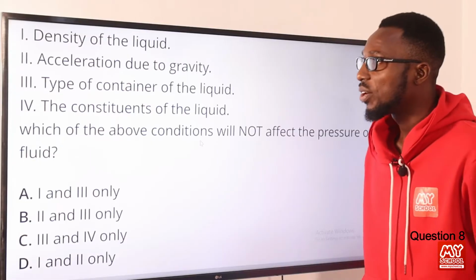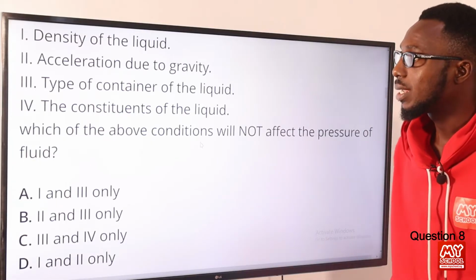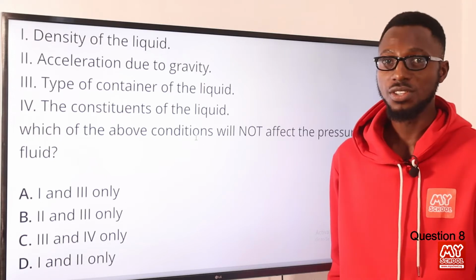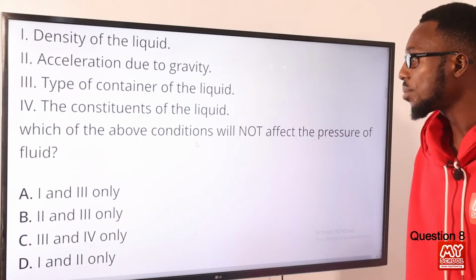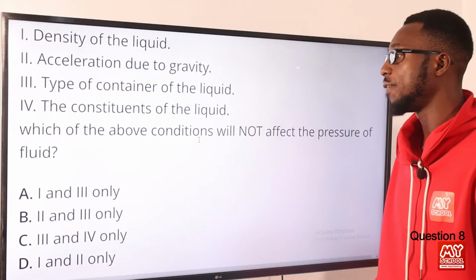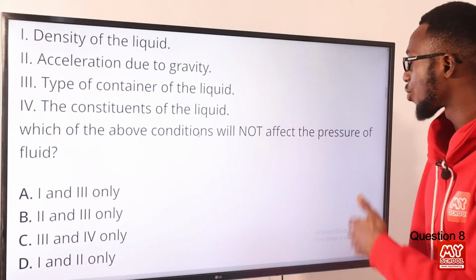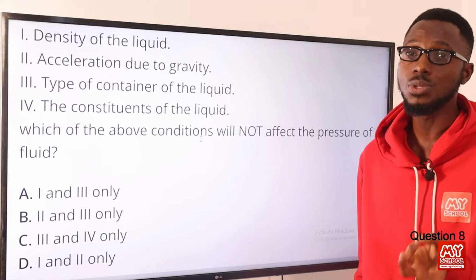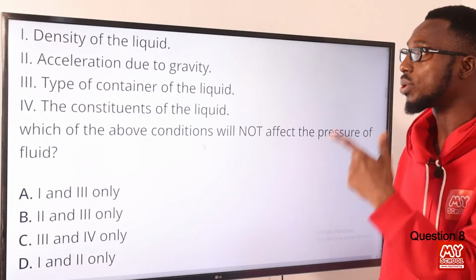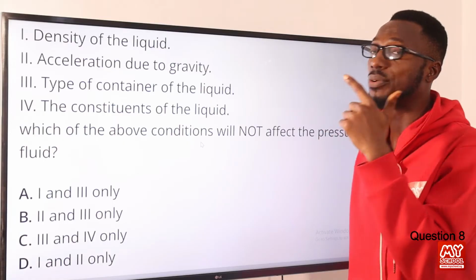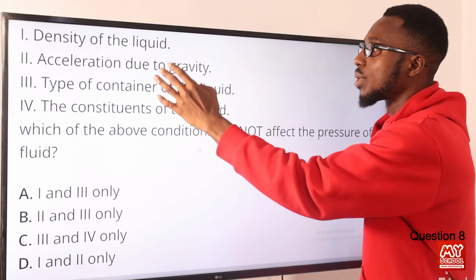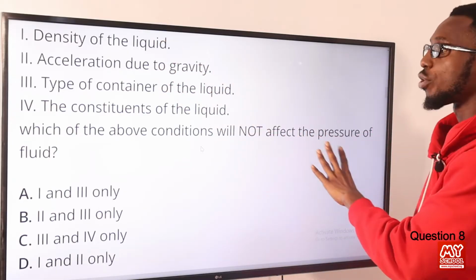Question 8. We have density of the liquid, acceleration due to gravity, type of container of the liquid, the constituents of the liquid. So which of the above conditions will not affect the pressure of fluid? Alright, so what will affect pressure of fluid? Okay, we talk about density, we talk about depth, then we can talk about acceleration due to gravity, because we should note that acceleration due to gravity decreases as depth increases. Alright, so these two should affect the pressure of a fluid.